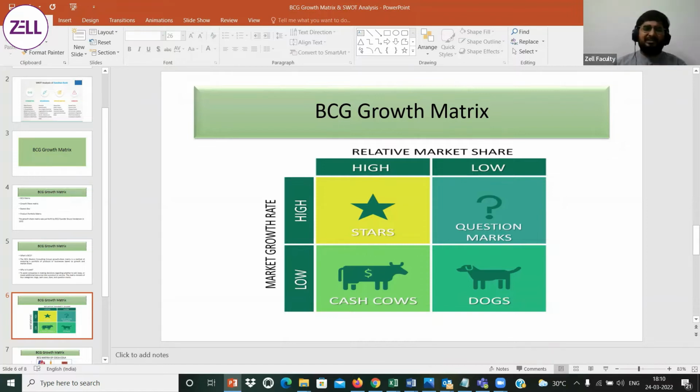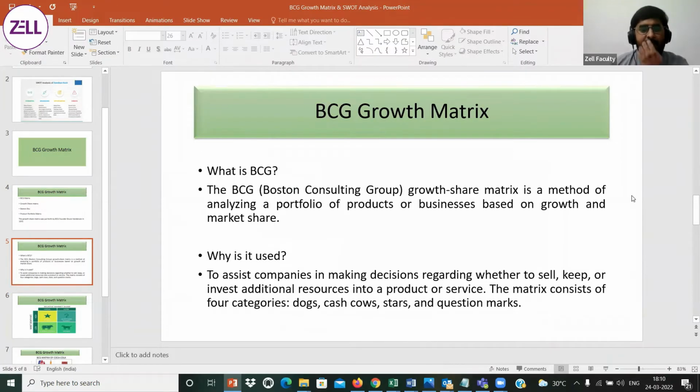Now, we studied so much of this matrix. First, now let me take you back. Read the first line. The BCG Growth Share Matrix is a method of analyzing a portfolio of products or businesses based on growth and market share. That means we are not analyzing the entire company here. Most of you already understood that. We are analyzing the portfolio of products or businesses.